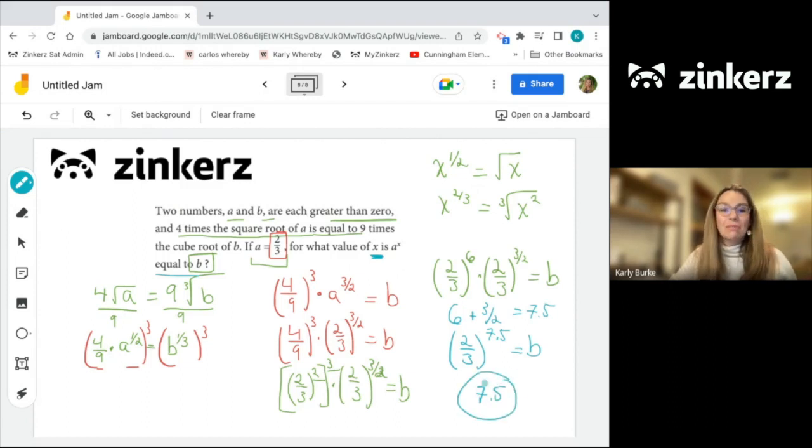Now I know that one's really tricky. If you take it step by step, write the equation, get b alone, substitute in, and then make sure you create common bases so that you can combine exponents. You'll get there. It just takes a little more time.